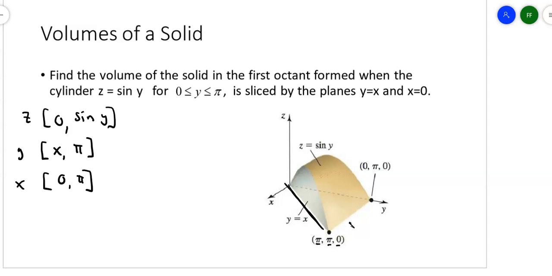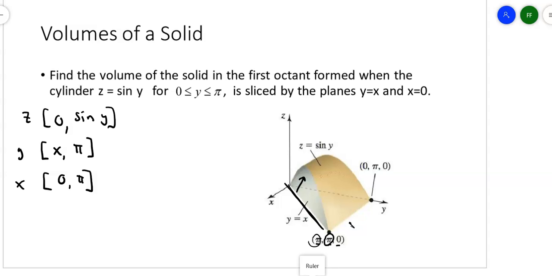All right, so you can draw it out on the figure here if it makes it a little bit easier to see. There's your y equals x. So in the y direction, you're going from x to pi. There's your pi in the y direction. The x's go from 0 to pi, and then the z's go up until you get to the sine of y. Great. What am I going to do with this?